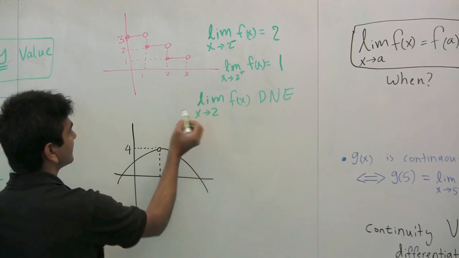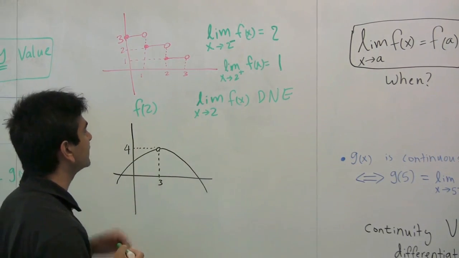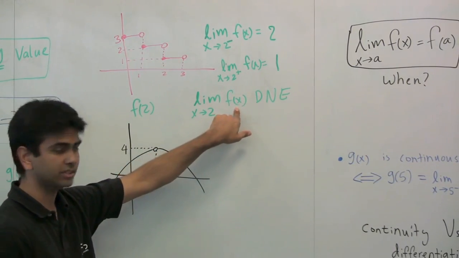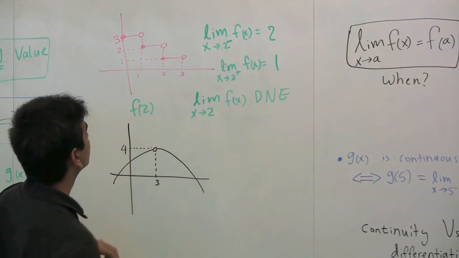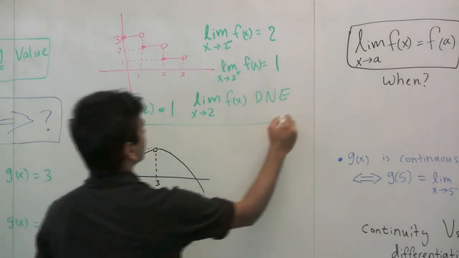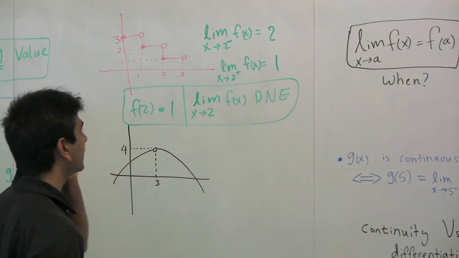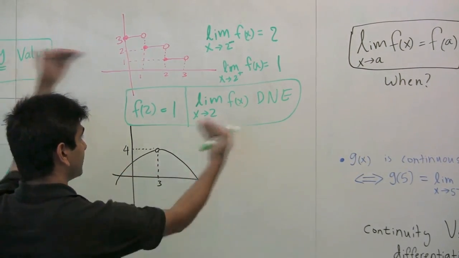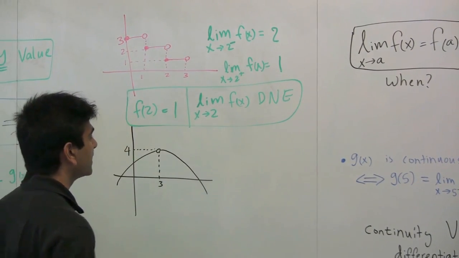On the other hand, in the same function, f of 2, which is the exact y value of f when x is 2, as opposed to the y value that it's approaching, is actually equal to 1, because this is a filled-in circle. So f of 2 actually equals 1. So notice that the value that the function actually is doesn't always have to equal what it approaches. Here, there's no specific value that it approaches, since there are two different values from the left and the right, whereas f of 2 actually equals 1.